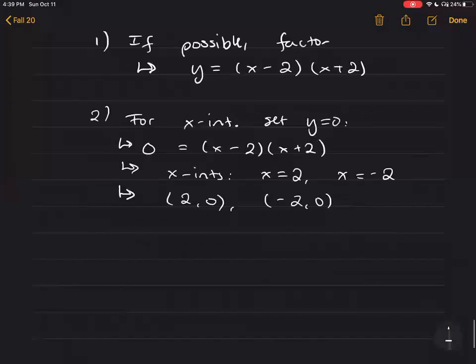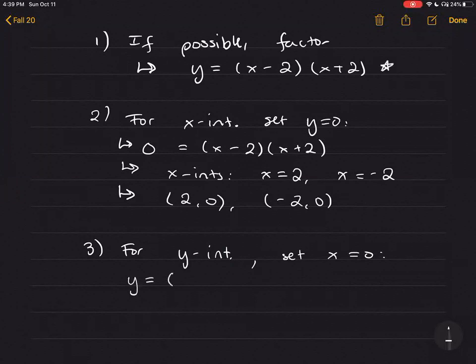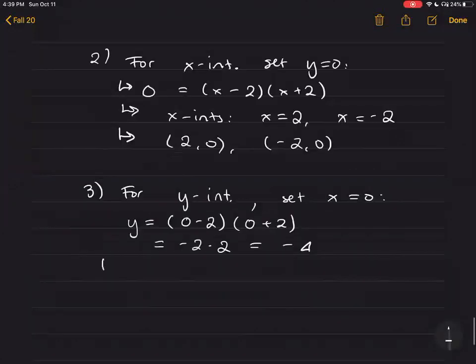Cool. And then for the y-intercept, set x equal to 0, right? Because y-intercepts happen where we're on the y-axis, so where x equals 0. So in our case, that would be y equals, and then if we plug in 0 to this equation right here, we have (0 minus 2)(0 plus 2). And then we get negative 2 times positive 2, which is going to be negative 4. And so our y-intercept is going to be x is 0, y is negative 4.